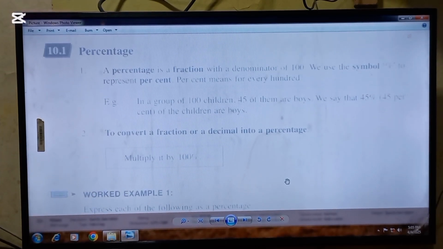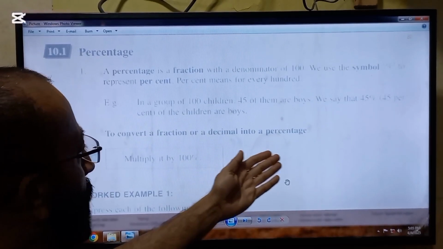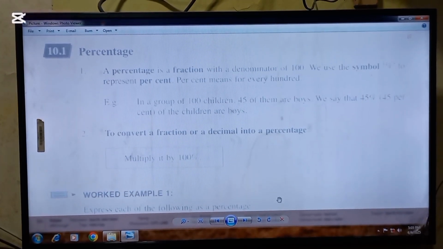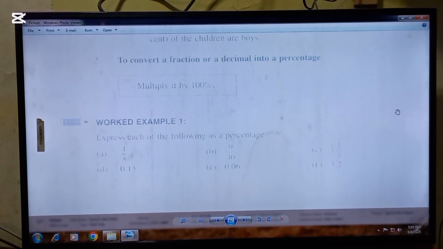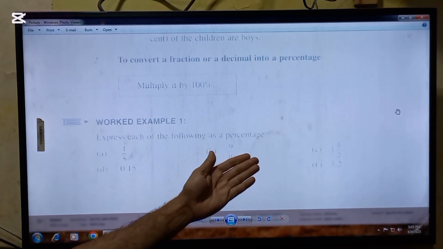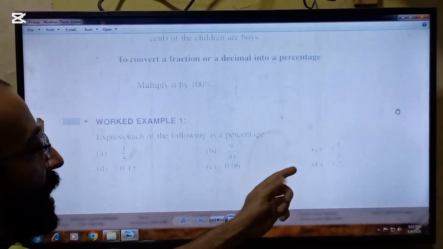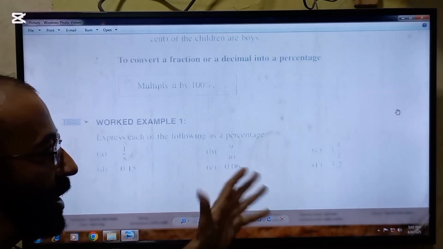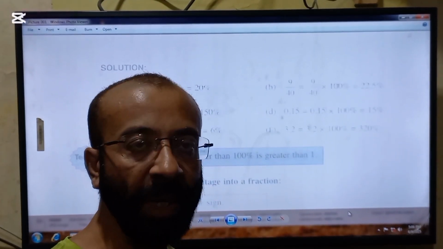Number 2 point to remember and understand is to convert a fraction or a decimal into a percentage, multiply it by 100. So here is an example to understand. Express each of the following as a percentage, and here you can see different kinds of questions, some fractions, some whole numbers, one mixed fraction, and some decimal questions are also there, and we will solve it now. The method is same for all kind of question.